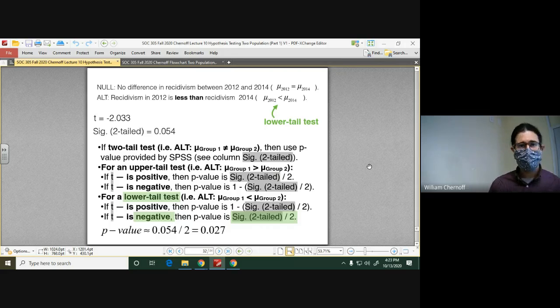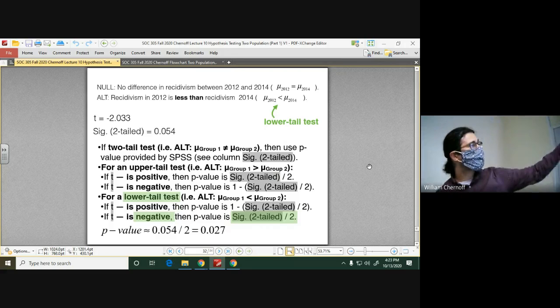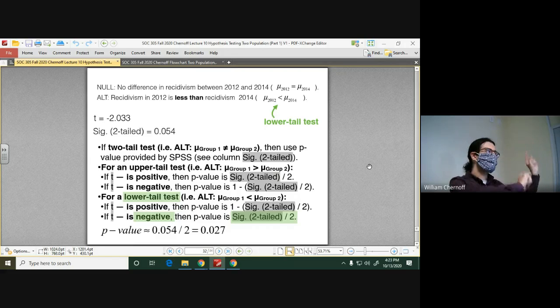In order to do this, we need, again, our null and our alternative hypotheses. We also need the results provided by SPSS. And we also need our flowchart. So again, our flowchart has these 3 different decision points. If you're doing a two-tail test, you go to bullet 1, upper tail test, bullet 2, lower tail test, bullet 3. So we look at our alternative hypothesis, and here we're saying that the average recidivism in 2012 is less than the average recidivism in 2014. So we're doing a lower tailed test. That tells us we go to this third bullet here.